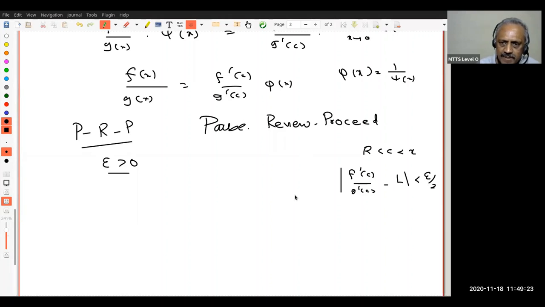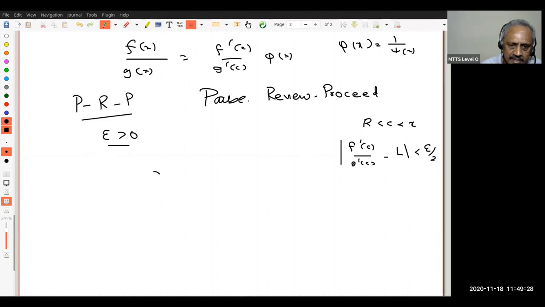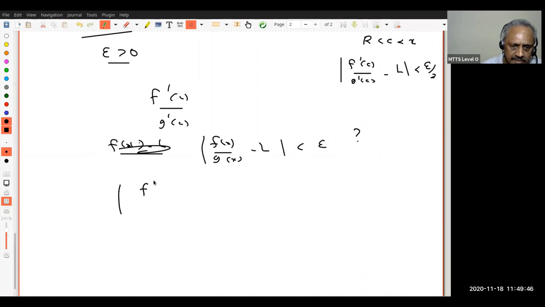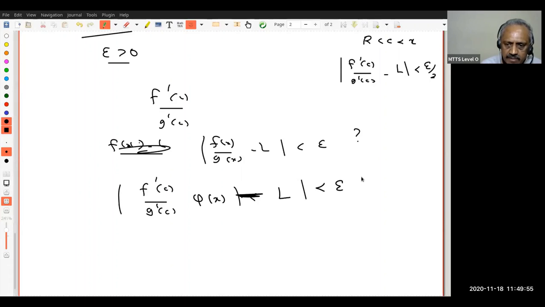Now, why I have to make it rigorous is the following. I have the right side f'(c) by g'(c). What I want is the modulus of f(x) by g(x) minus L. I want to say this is less than epsilon. You understand? But that is the same as saying that f'(c) by g'(c) into phi of x, minus L, is less than epsilon.